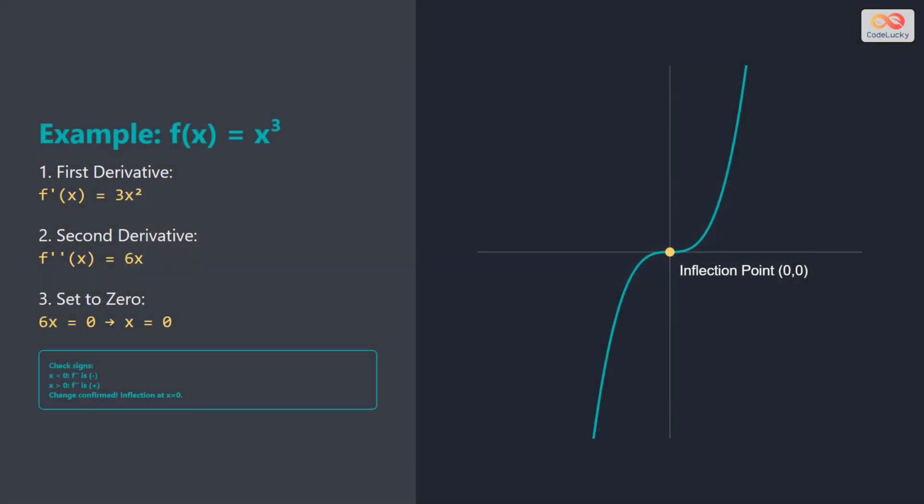Let's look at the classic example, y equals x cubed. We find the first derivative is 3x squared, and the second derivative is 6x. Setting 6x to 0 gives us x equals 0. If we test a negative number, the result is negative. If we test a positive number, the result is positive. The sign changed, so (0, 0) is indeed an inflection point.